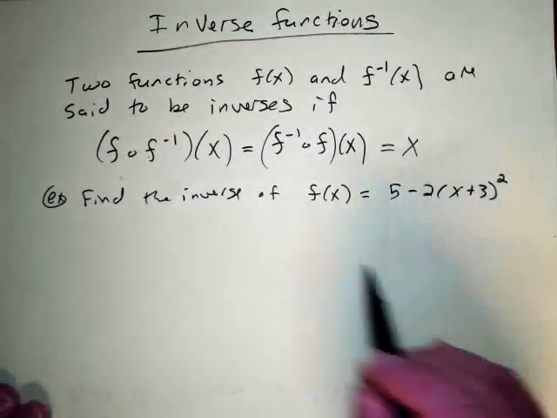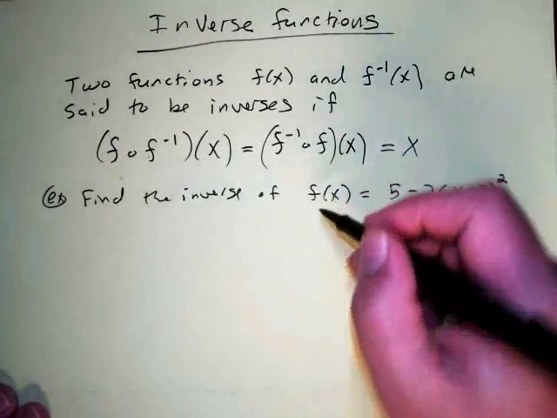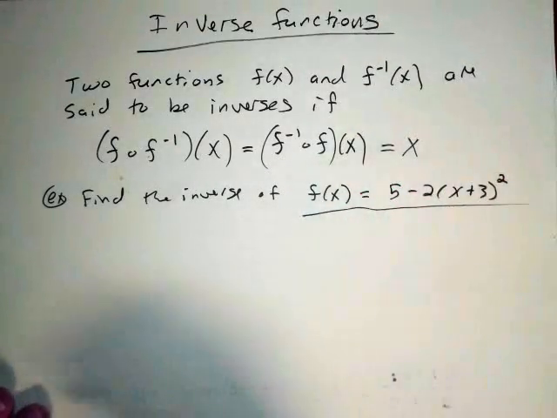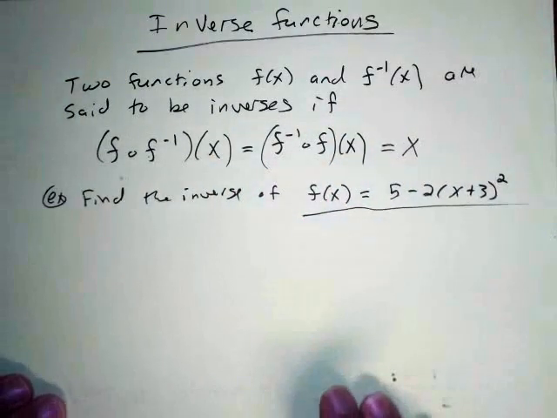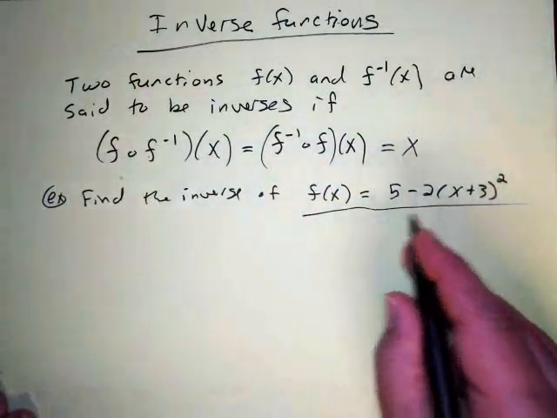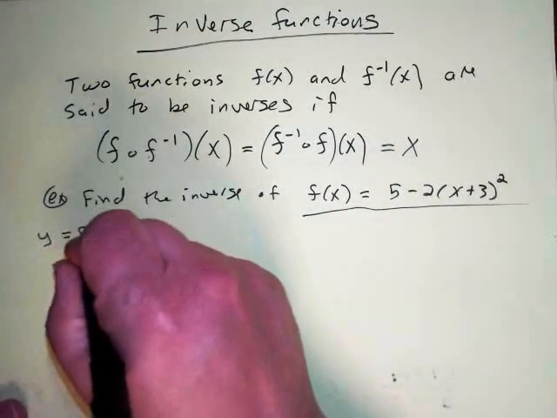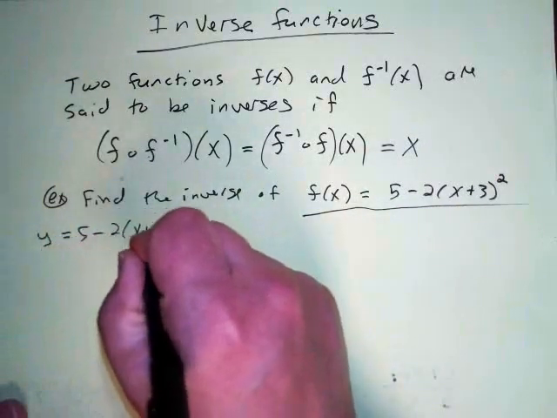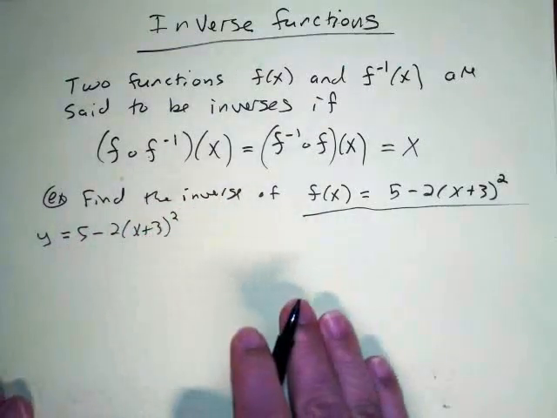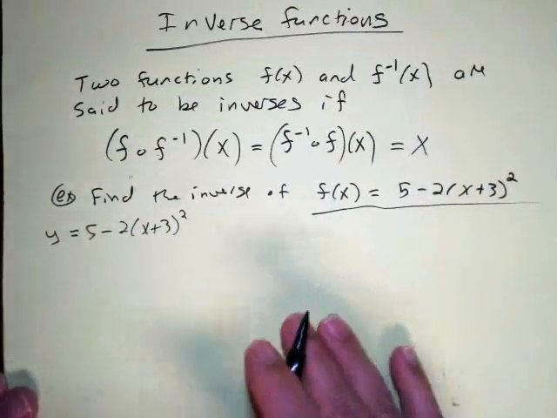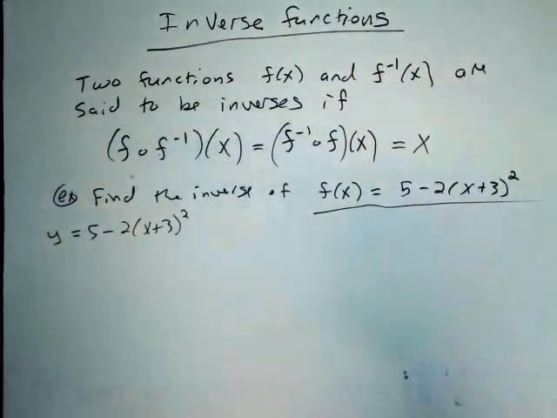So what I want to do is show you how I can find the inverse. We're going to find the inverse of that function. Let me show you how that works, and then let me show you what happens when you compose the two. Okay, so the way that you find the inverse is I'm going to say y is equal to 5 minus 2 times x plus 3 squared. And basically, the inverse function has the x and the y's switched around.